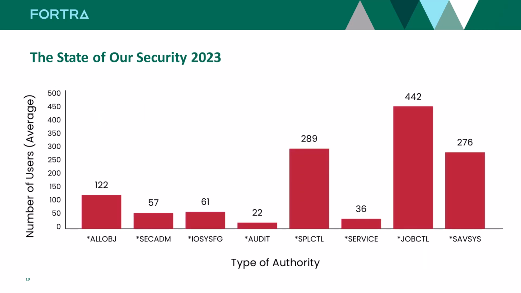So when we look at special authorities, which is the real topic of today's discussion, we can see that All Object is still, on average, 122 user profiles being granted All Object on user systems. And if you think that All Object is truly an administrative authority, and only administrators should have that authority on your systems, how many shops have 122 administrators? Or even more than 3?